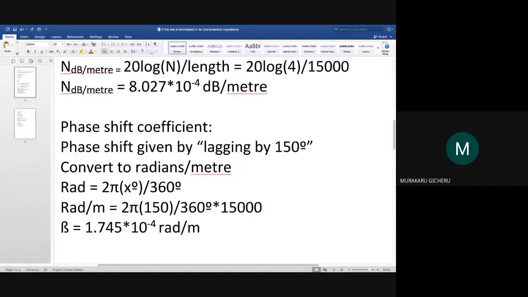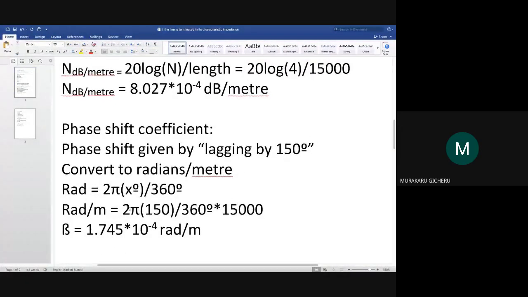So here, the phase shift coefficients. In the question, we're told that the output voltage lags the input voltage by 150 degrees, which is basically the phase shift, because the output wave has shifted in phase by 150 degrees relative to the input.